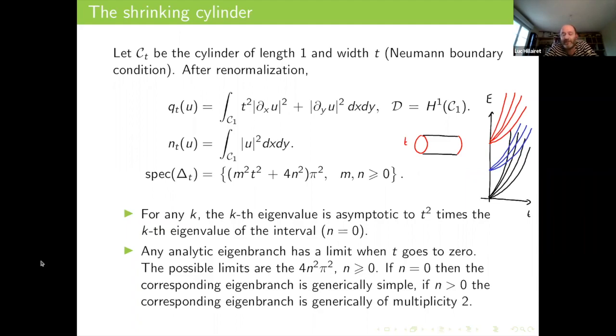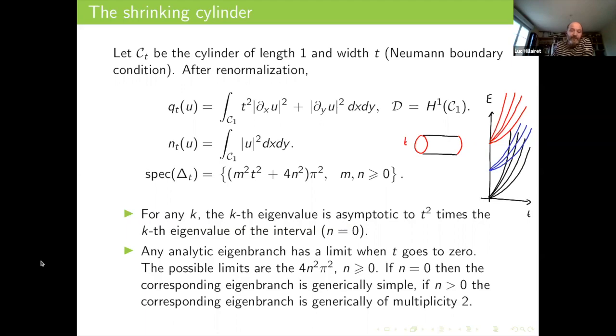And so if in your argument you study only the ordered eigenvalues, then you don't see any multiplicity in the limit, whereas there is always multiplicity. So this is one problem that we will face later when studying multiplicity.